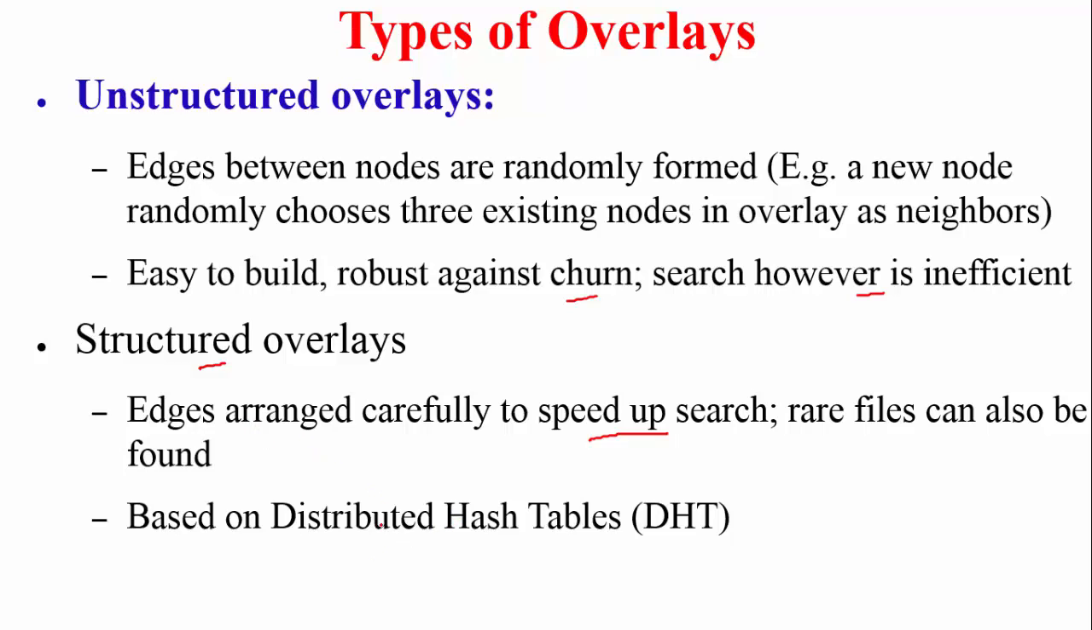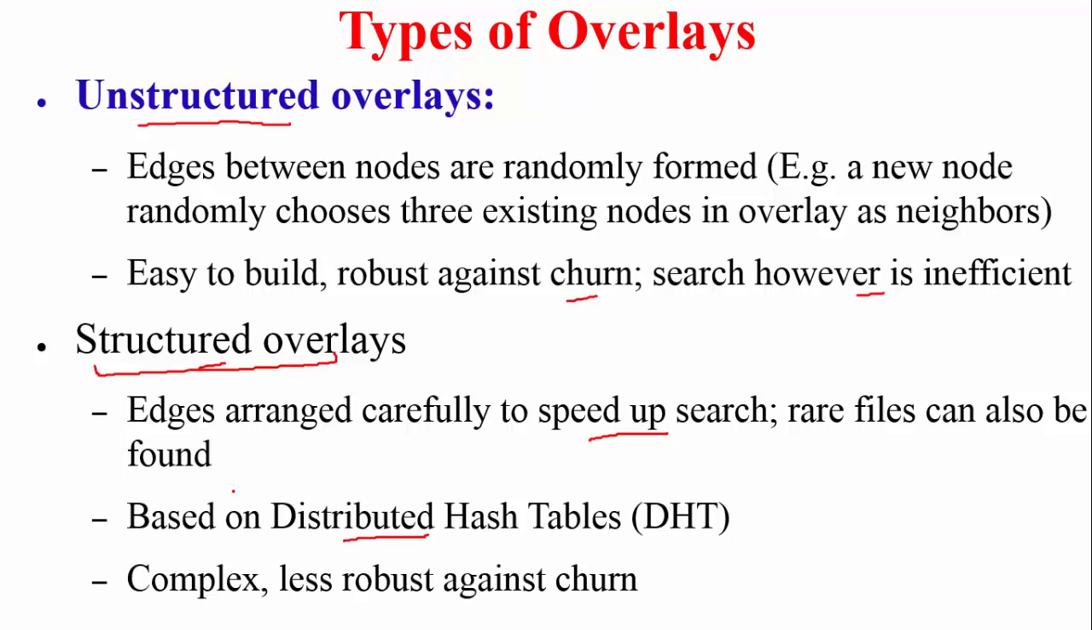Such structured overlays are based on the concept of distributed hash tables. This is something interesting for you to look up. So these structured overlays tend to be very complex because you have to impose such a structure, and thereby they are going to be less robust against churn. So if your peers are coming and going, you have to reimpose the structure again and again. That tends to complicate things. A lot of the applications we will see later are based on unstructured overlays. So that is what our focus is going to be.